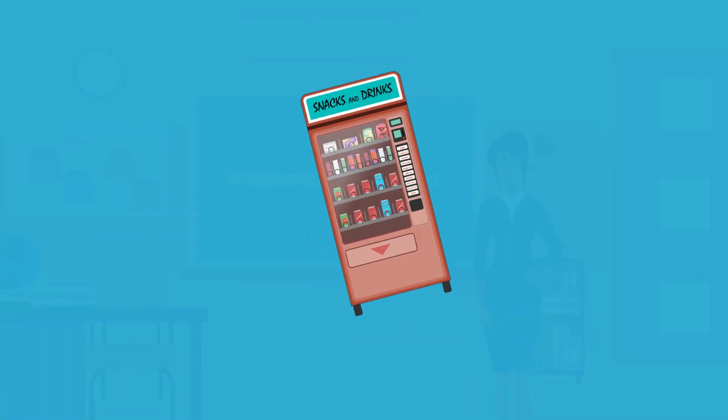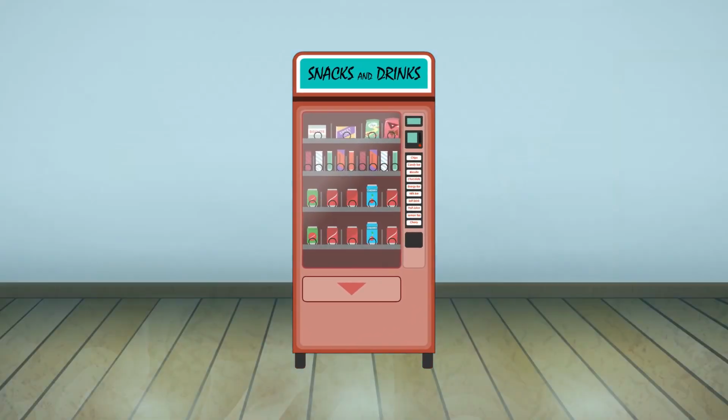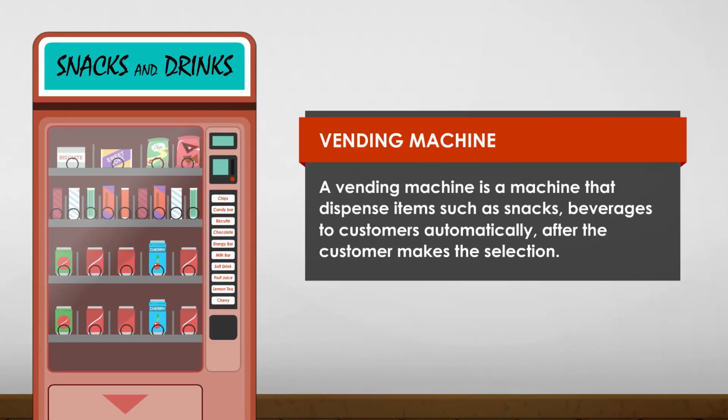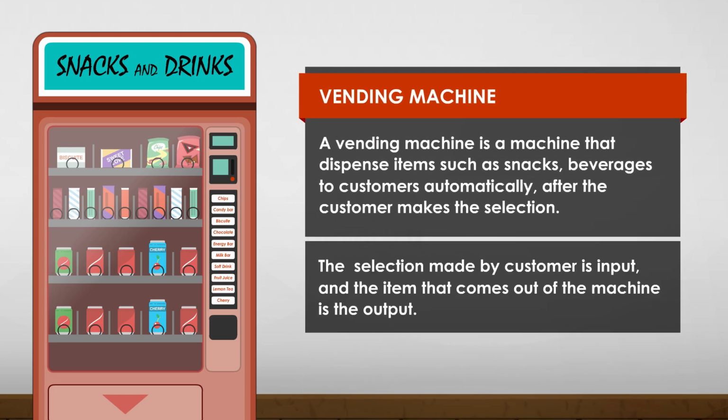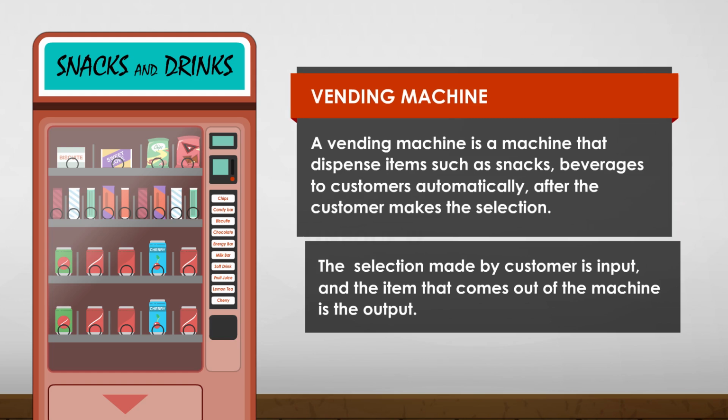Hope you all know about the vending machine. But still, let me give a brief introduction about the vending machine. A vending machine is a machine that dispenses items such as snacks and beverages to customers automatically after the customer makes the selection. The selection made by the customer is the input and the item that comes out of the machine is the output. Now, we will discuss how a vending machine acts as a function.